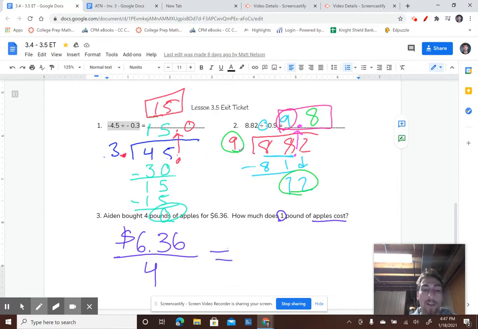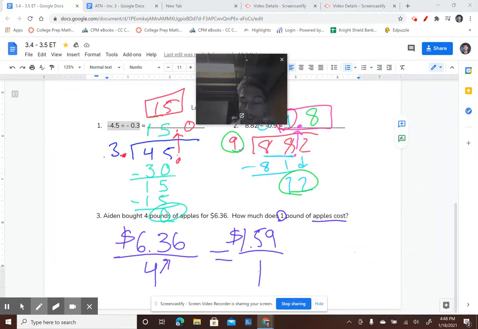So here, let's think about it. This is kind of tough, but I know 4 goes into 36 9 times. All right, so I'm going to have my 9 here, and then 6 divided by 4. $6 divided by 4, that's going to be $1.50. So here it's going to be $1.59 per 1 pound.